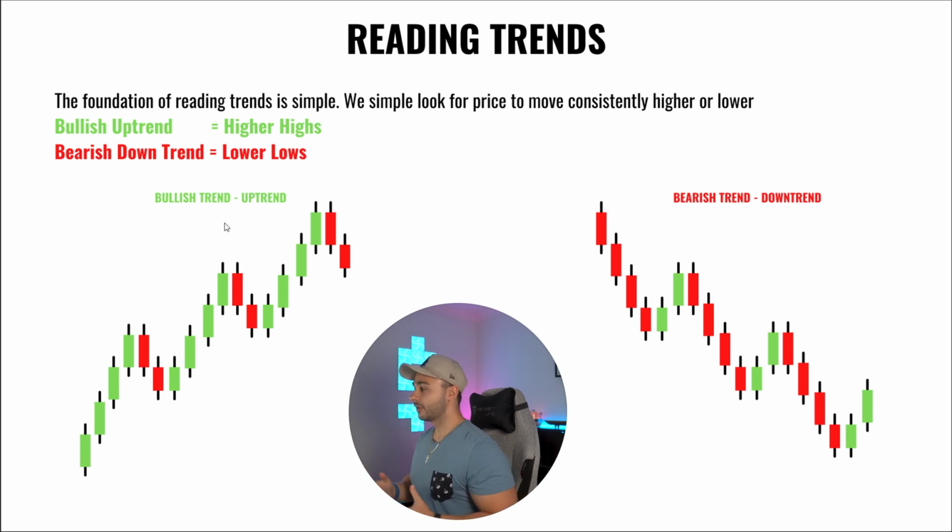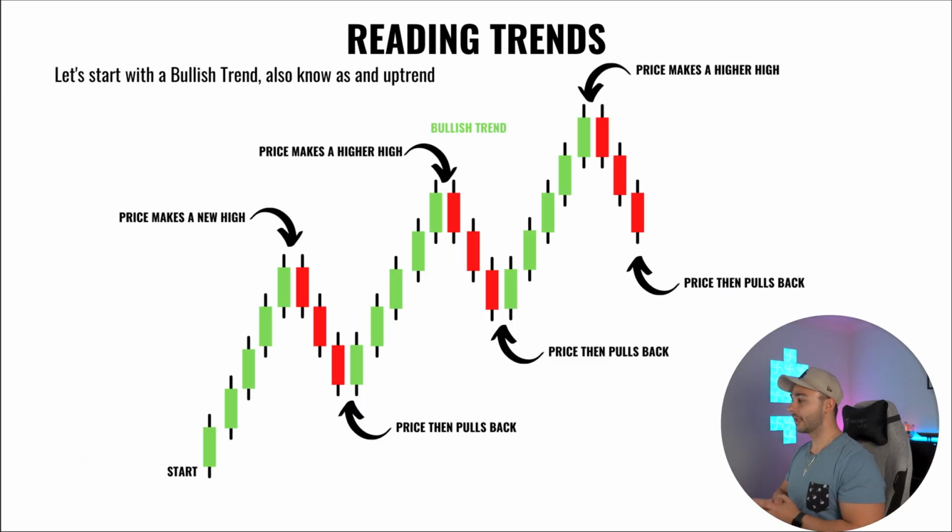So the foundation of reading trends is very simple. We simply look for price to move consistently higher or lower. Now, what that means is in a bullish trend, you will see price make higher highs. And in a bearish trend, which means bearish is a downtrend, so price is moving down, and bullish is an uptrend where price is moving up. So in a bullish trend, you'll simply see price make higher highs, and in a bearish trend, you'll simply see price make lower lows. Now, don't worry if none of this makes sense. I have a few examples we're going to go through. So hopefully by the end of this video, you will have a clear understanding of how to define trends and read support and resistance. So moving on to the next slide, this will give you a better understanding of how we are defining the trend.